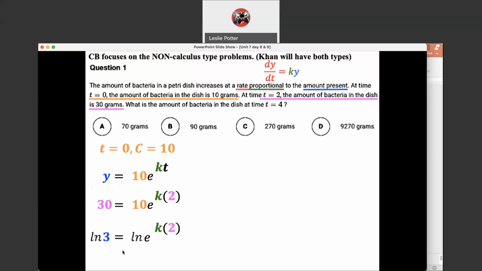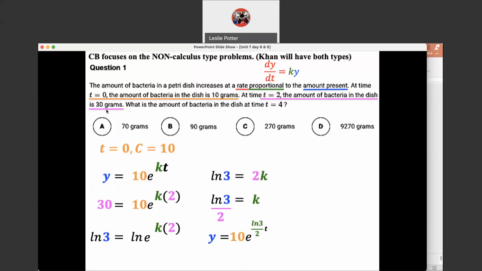Then we take the natural log of both sides so that we can bring the power down in front. We have the natural log of 3 equals 2k, because the natural log of e is just 1. Those are really important values you need to keep track of. So k is equal to the natural log of 3 over 2. That's what goes right here. So our particular solution is 10e to the (natural log of 3 over 2)t. I want you to leave that as a fraction with the natural log in there, because it's going to make your math easier in the end. Notice this is a non-calculator question, so we wouldn't be able to find this decimal anyway.